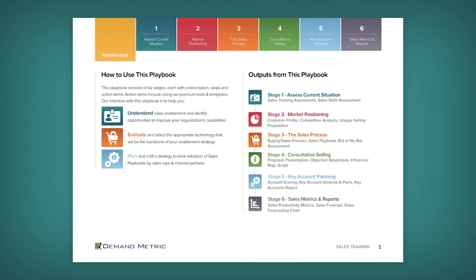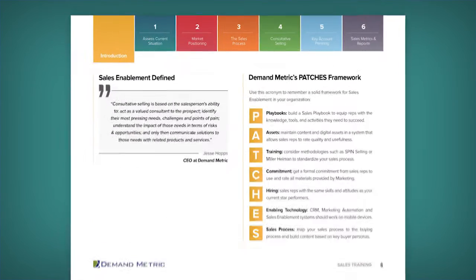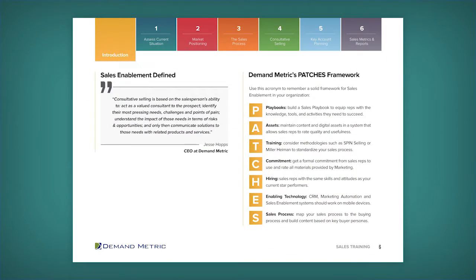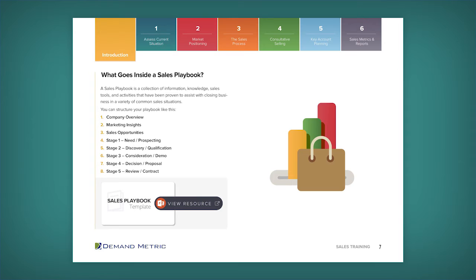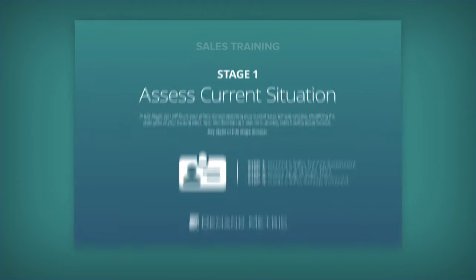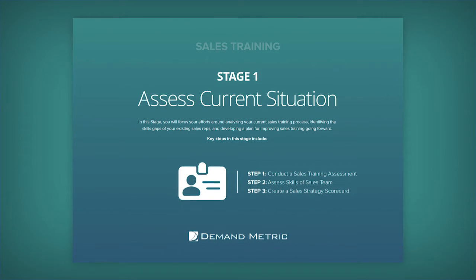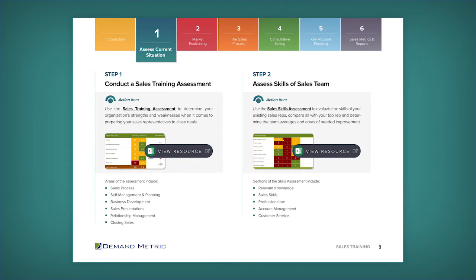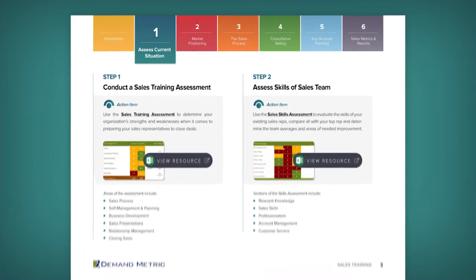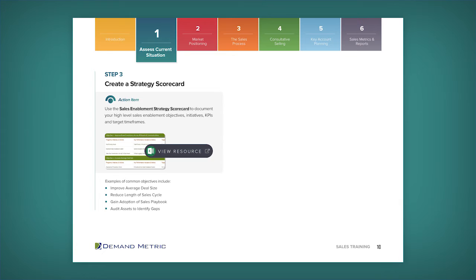Our playbooks are filled with links to our practical modern marketing tools, templates, and training, which are organized stage by stage, step by step, starting with stage number 1, assessing the current situation. And here the first step is to conduct a sales training assessment, assess the skills of the sales team, and ultimately create a strategy scorecard.